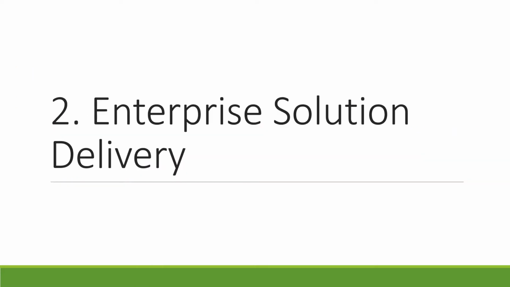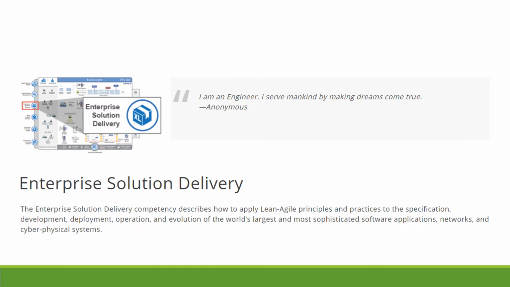The second one is enterprise solution delivery, the second component of business agility, right? I'm an engineer, I serve mankind by making dreams come true, right? So everybody has that pride in it. So what is enterprise solution delivery, right? It's a competency that describes how to apply lean agile principles and practices to the specification, development, and every operation you do.